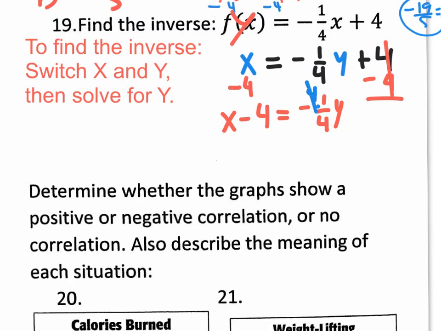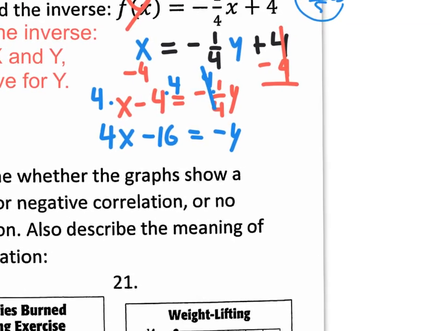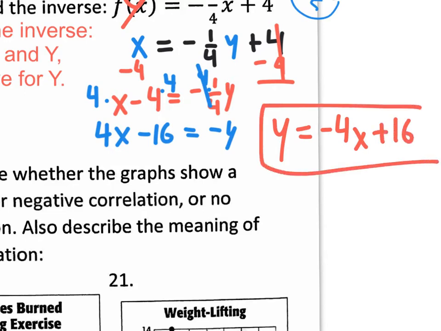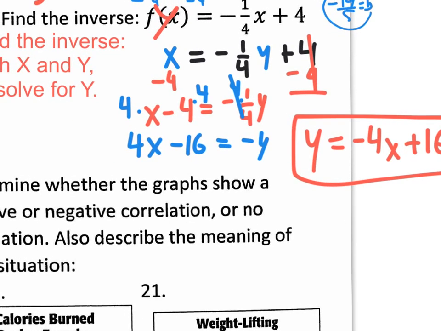This times 4, it'll get the 4's to cancel. The 4 times 4 will be 16, and 4 times x will be 4x. So you're going to have 4x minus 16 equals negative y. So your final step would be to change all the signs, multiply everything by negative 1, and I would also write your y on the left side, and changing all the signs, that would become a negative 4x, and the minus 16 becomes a plus 16. So there's your final equation. That is the inverse of the original f of x function above.